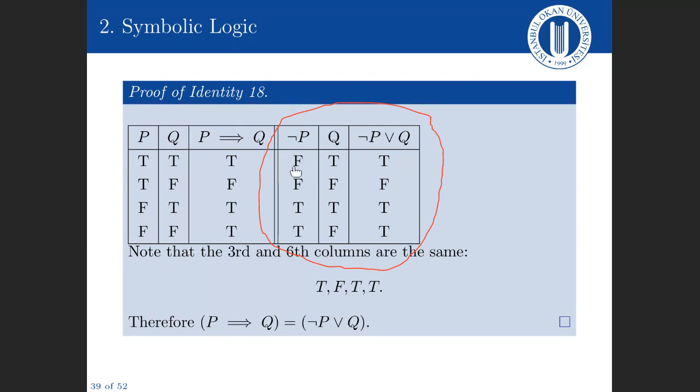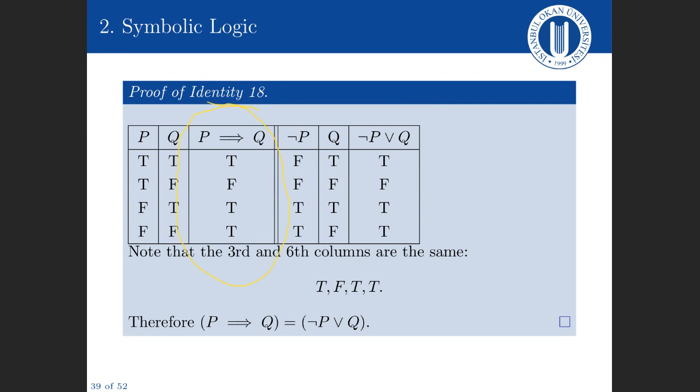First line, false and true. False or true is true. Second line is false, false. We have false or false, which is false. Line 3, true, true. True or true is true. And then in the bottom line, true or false is true. I've put in all of the possibilities.